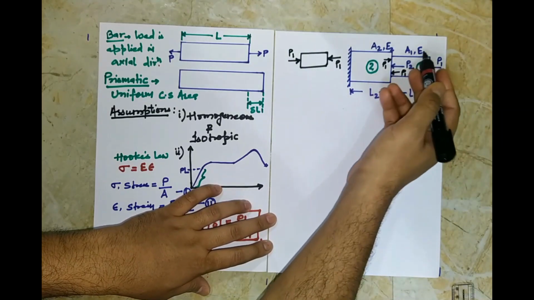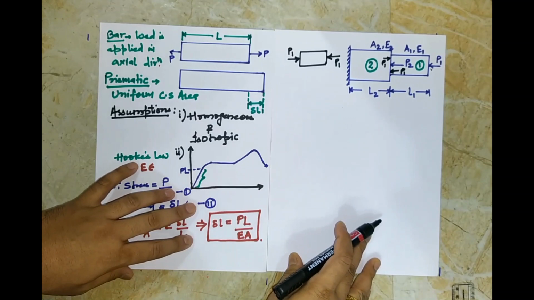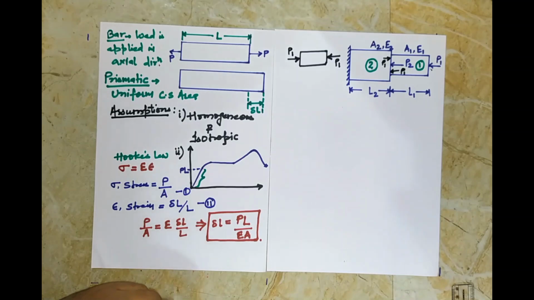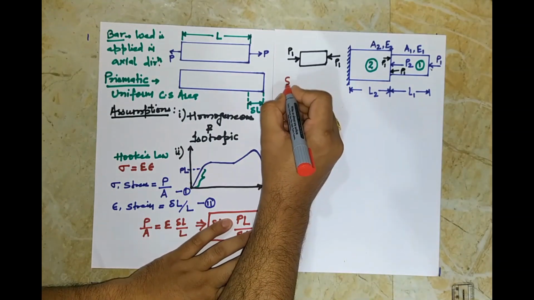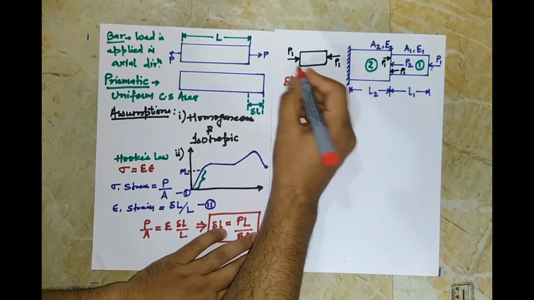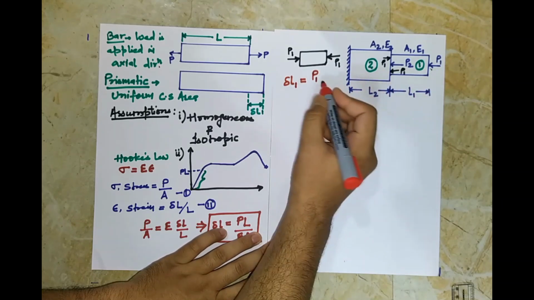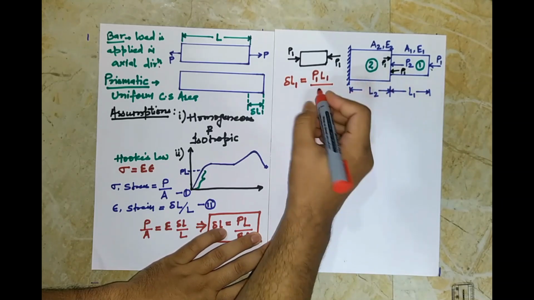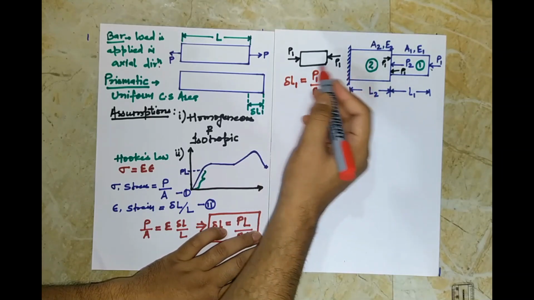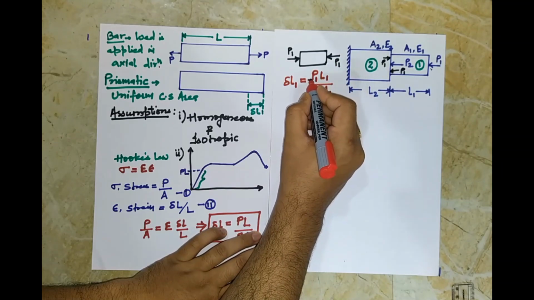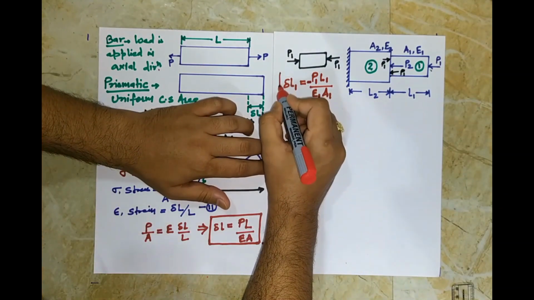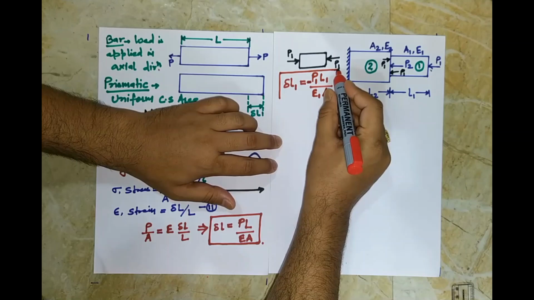And we know the properties A1, E1 and L1, the dimensions and elastic modulus. So by using this formula of change in length, we can calculate the change in length of the first element, del L1, which is equal to P1 L1 upon E1 into A1, isn't it? Since it is a compressive force, this will have a minus sign. So change in length will be negative. So this is our change in length for the first element, or the first prismatic bar.